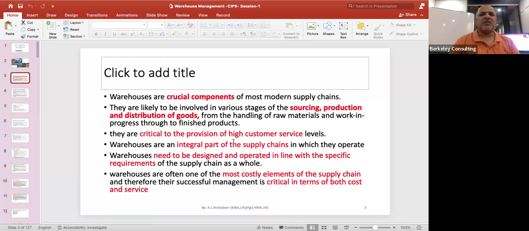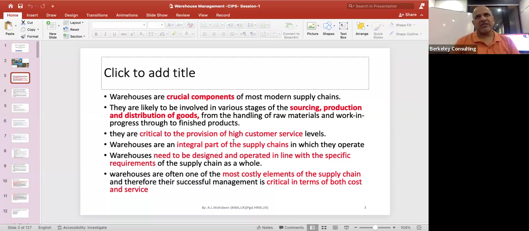So in the modern supply chain, warehouse components cannot be avoided. They are likely to be involved in various stages like sourcing, production, and distribution of goods, from handling raw material to work in progress to finished products. Basically, when you are storing products in the warehouse, you are storing raw material also, very fresh material. And as part of the process, you are going to have your work in progress materials, right?